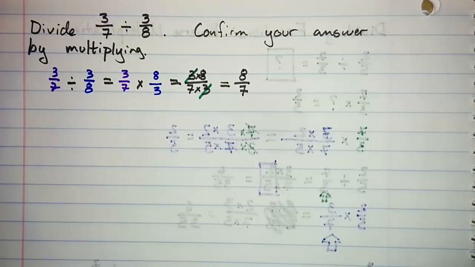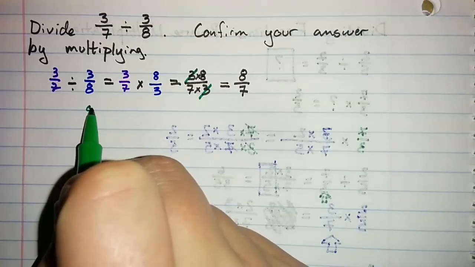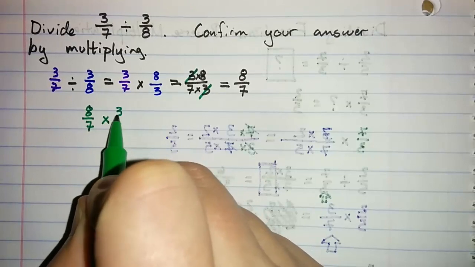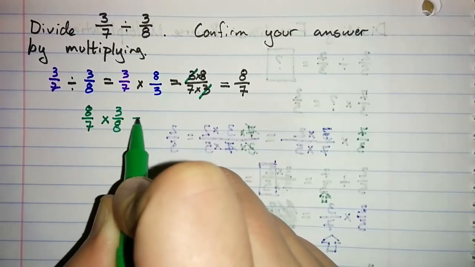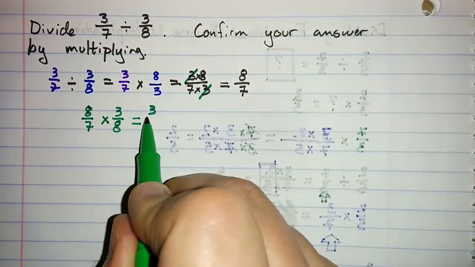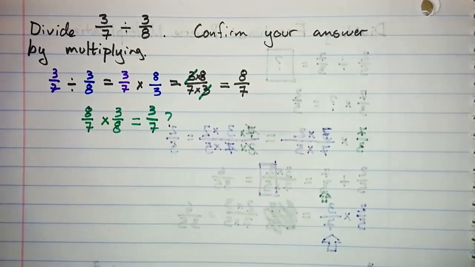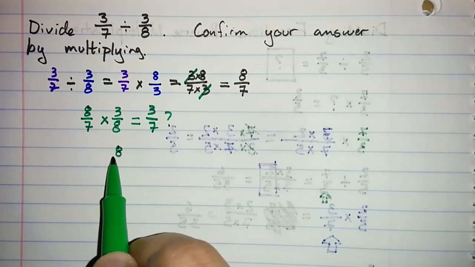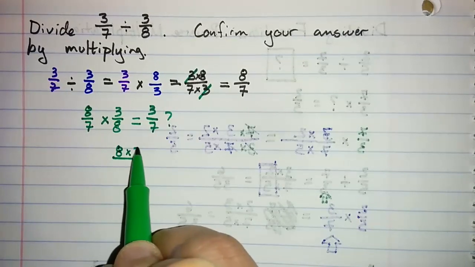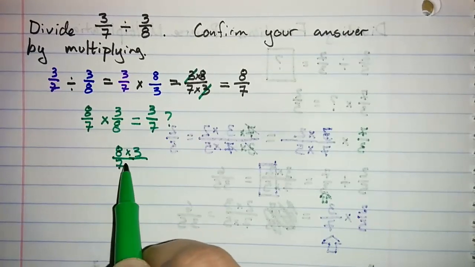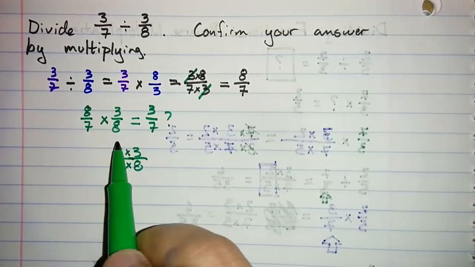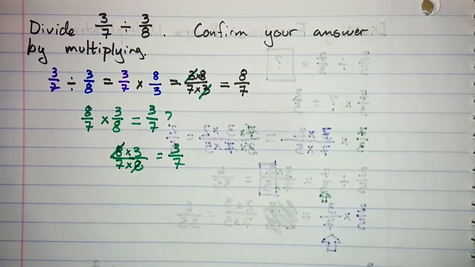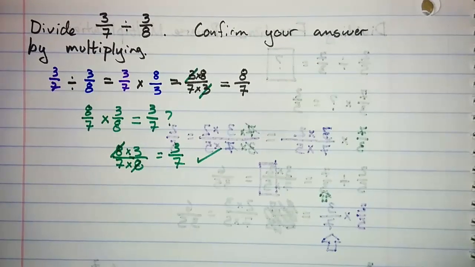Let's confirm that by multiplying now. What we hope is true is that 8/7 times 3/8 should be 3/7. When we perform this multiplication, well, 8 times 3 over 7 times 8, the common 8's cancel. We do indeed get 3/7.